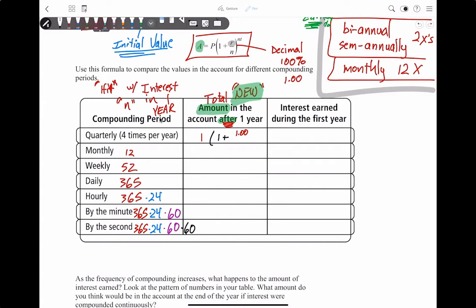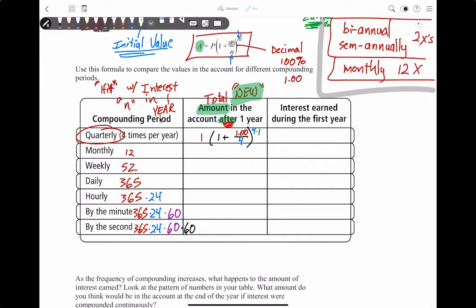Quarterly means 4 times out of that year, so I'm going to put 4, and it's raised to the power of 4 because that's where my n goes. There are 2 n's, here and here, and then it's only 1 year, so I'm going to multiply this by 1. If you wanted to put it simplified without all these, the 4 times 1 or the 1.00, however you want to, that's fine.